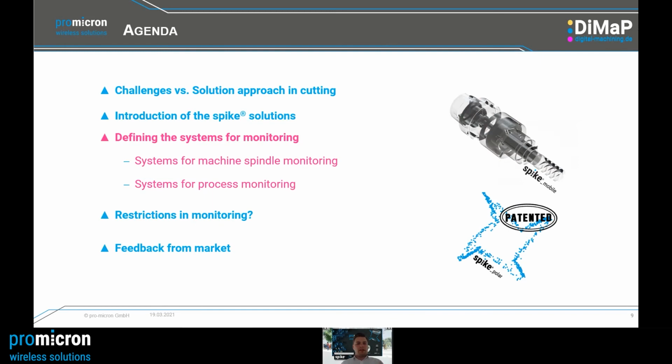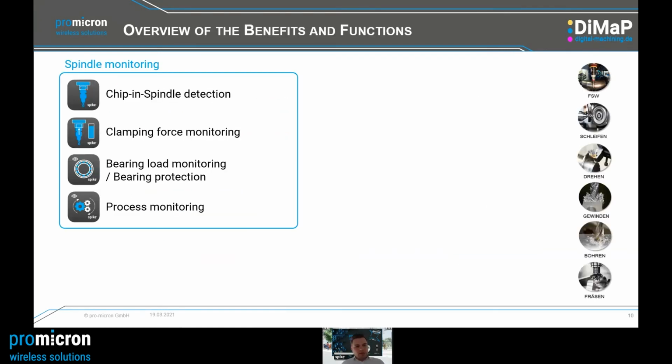Now let's look at the two orientations I would like to evaluate with you based on the criteria I have mentioned in the beginning, the features which we can have in monitoring for spindle monitoring and for process monitoring. Let's start with the points of spindle monitoring. Here I have prepared the benefits and the functions.